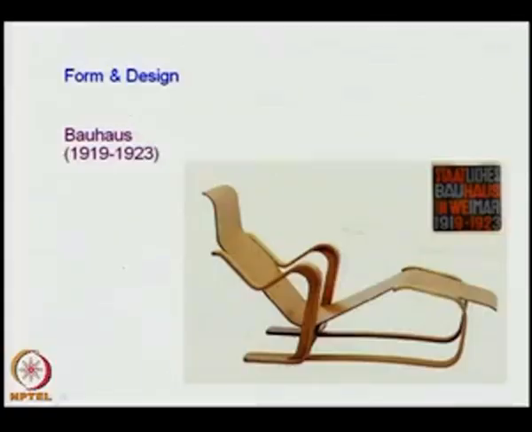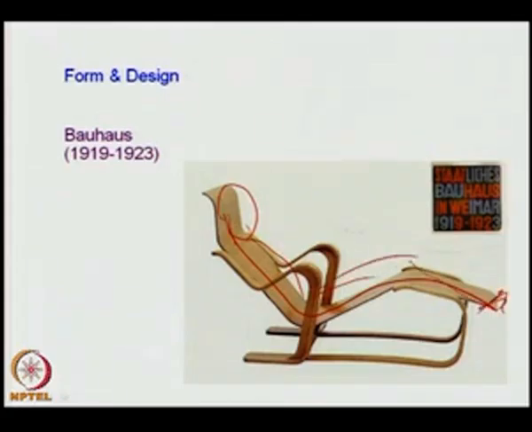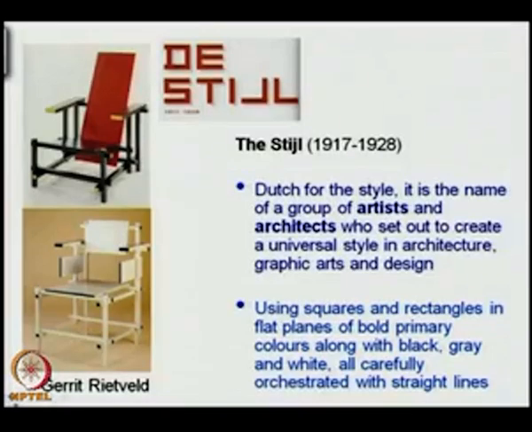Now, form and design also take the human body figure type, by Bauhaus, from 1900 to 1923 in this area. Now, another aspect is that the designers started using different lines. In the stage 1917 to 1928, they developed some thoughts.